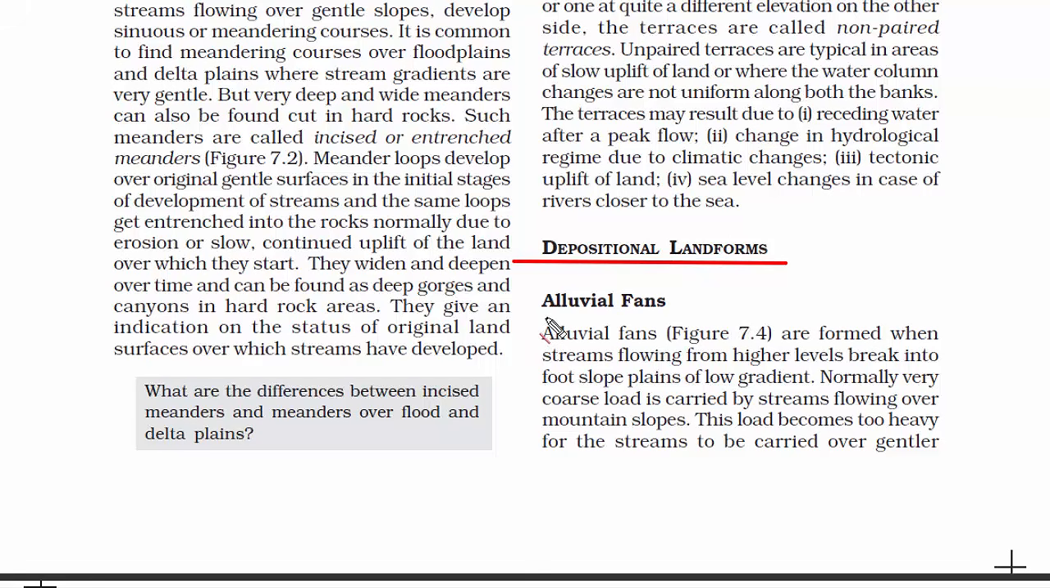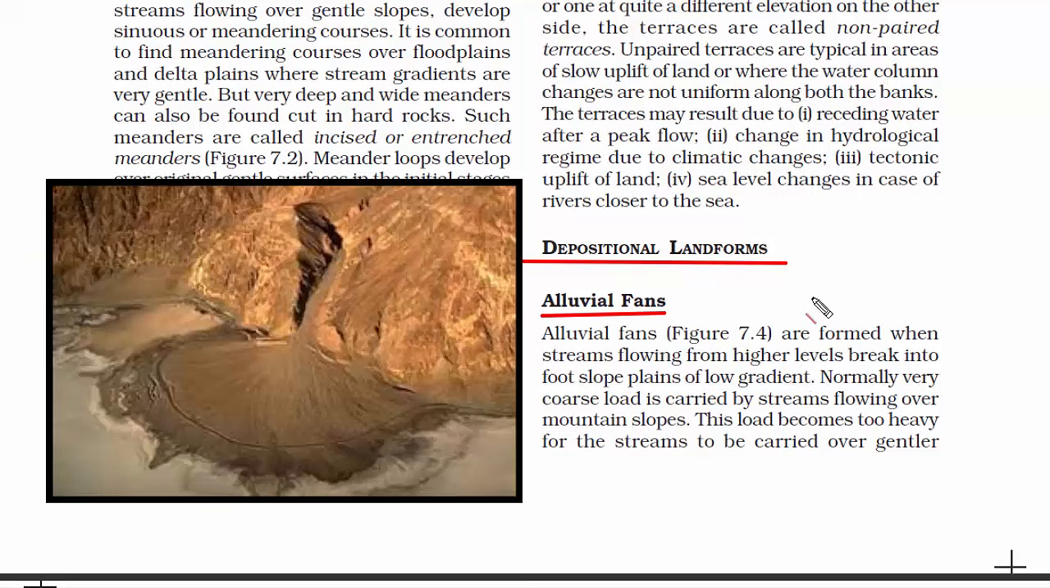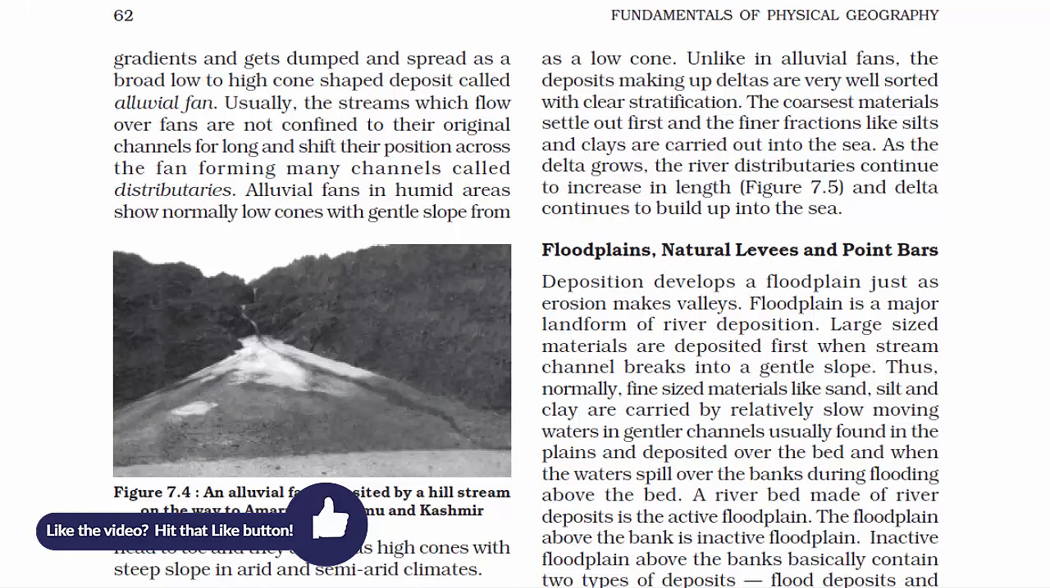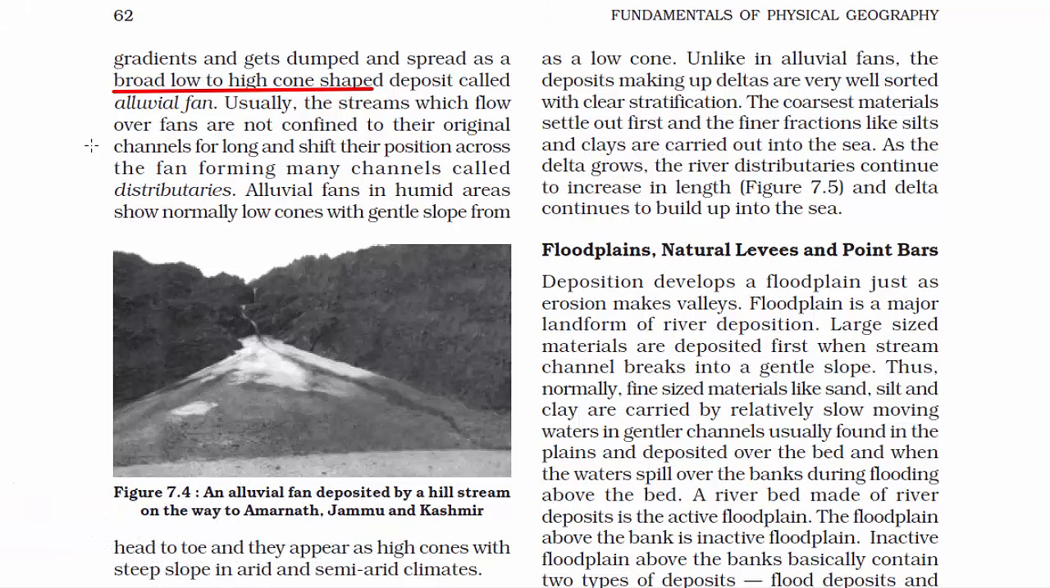The first depositional landform is alluvial fans. Now you must have seen these alluvial fans many times. It looks like this. When streams flowing from higher levels break into foot slope plains of low gradient, it takes the shape of a cone. Usually it occurs in mountain slopes or an area which is elevated, because that's how there will be a speed to the running water, and that's how sediments will be deposited on the foothill area. You will find many such alluvial fans in the foothills of the Himalayan range, because there the glacier of mountains melts and converts into river streams, and that's how alluvial fans are formed.